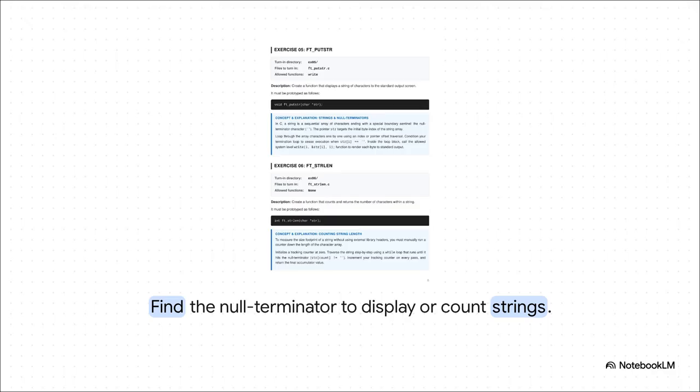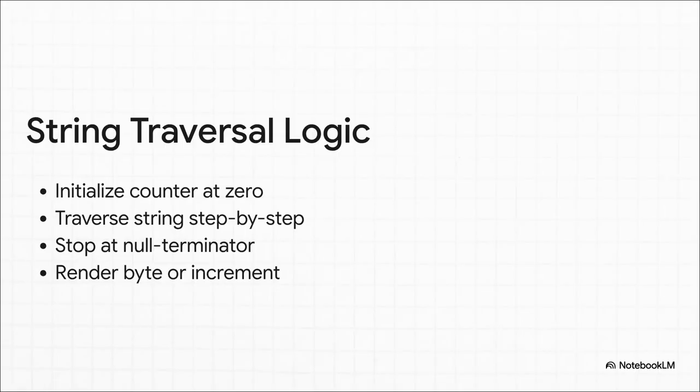In ft_putstr, you need to display a string to the screen using the right function. In ft_strlen, you need to count the length of a string manually without using any external library headers. Both of these rely entirely on finding that null terminator. Let me break down the algorithmic logic you need to write out your while loops.